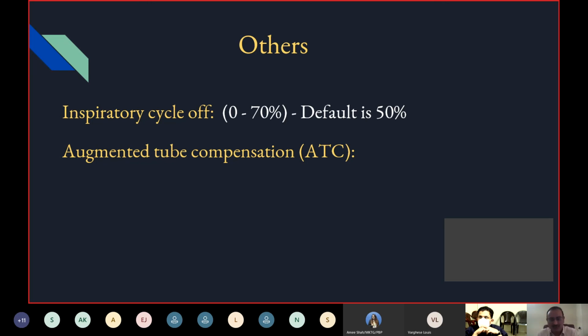What does augmented tube compensation do? If you put ATC on in the ventilators which have it, it supports that small breath. It is like a small pressure support being given. They haven't told us how much support they're giving, but it is like a little bit of pressure support. So that is just to know what ATC is.